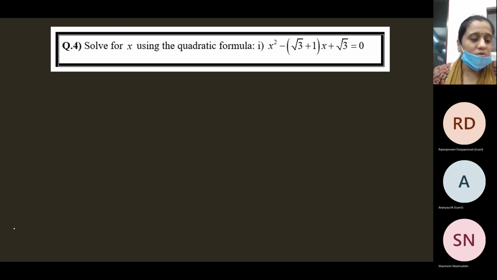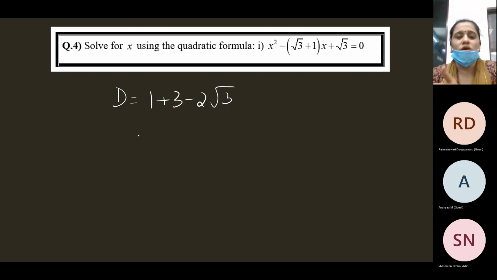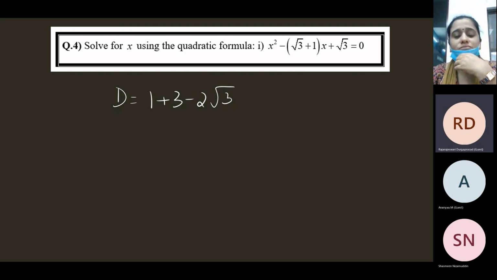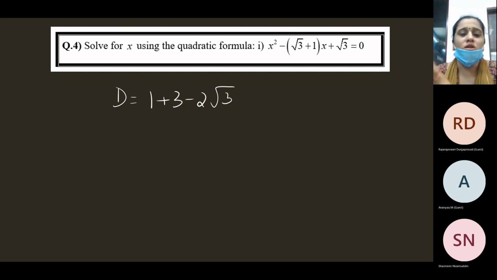Okay, so we'll not spend more time because I want to do many more things in today's class. So now see here, D is equal to, you would have earlier had 1 plus 3 minus 2 root 3, in some other order maybe. Did you all get 1 plus 3 minus 2 root 3? Maybe 3 plus 1, whatever order, but you had this, right? 1, 3 and 2 root 3, correct?